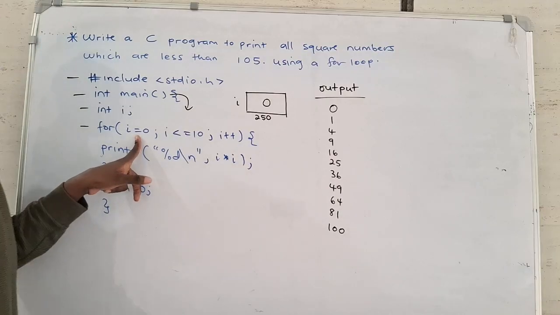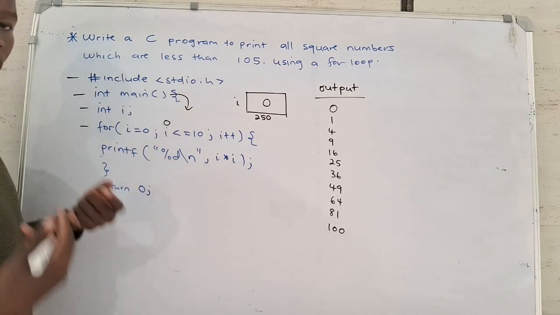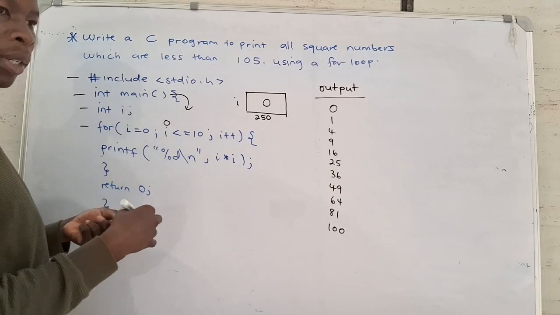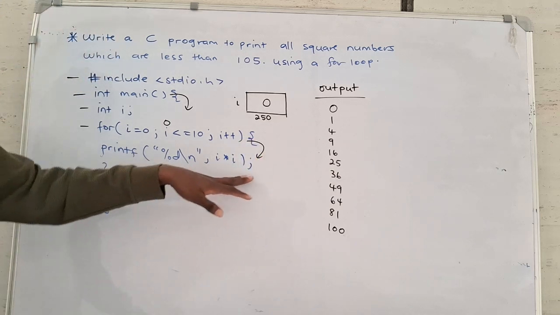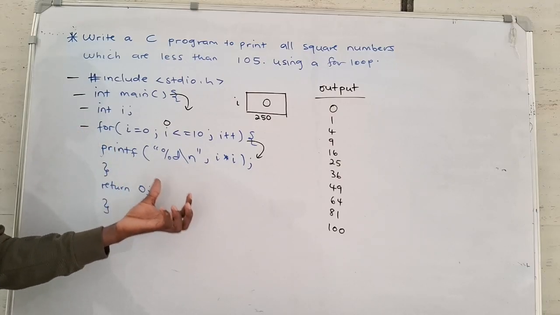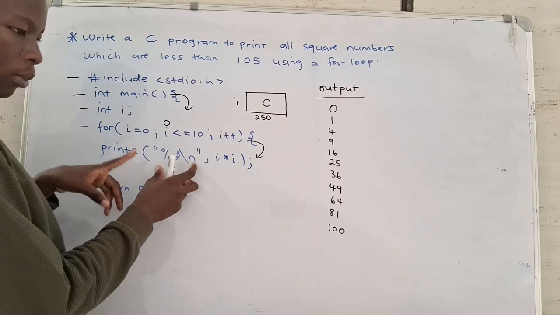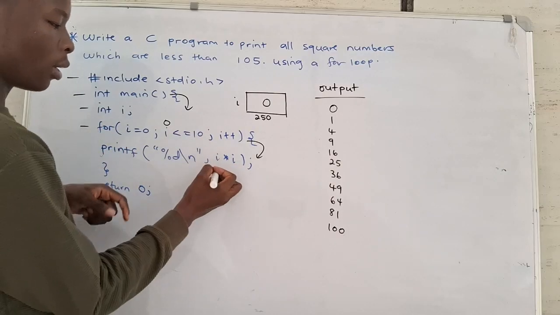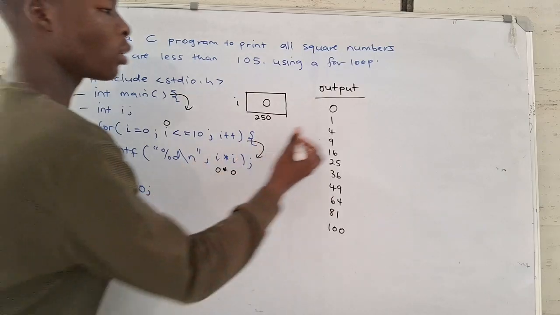i is 0. It is going to check: is 0 less than or equal to 10? Yes, 0 is less than 10. Now, if 0 is less than 10, what is going to happen? It is going to enter inside the for loop. This percentage %d is a format specifier for printing the integer. In this case we are going to print i into i. What is the value of i? It is 0 into 0. What is the answer? It is 0. So 0 is going to be printed.